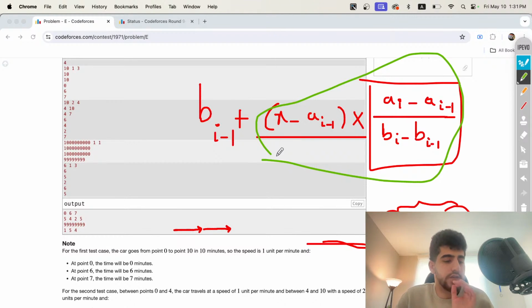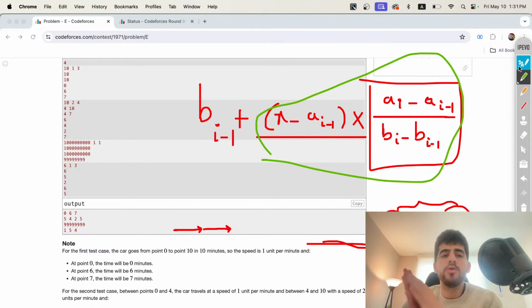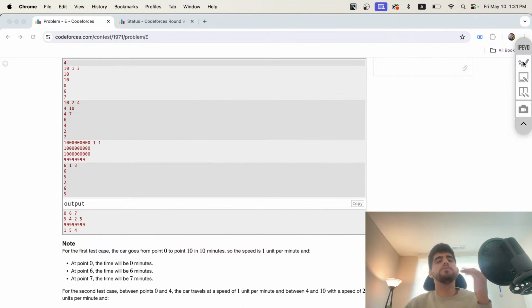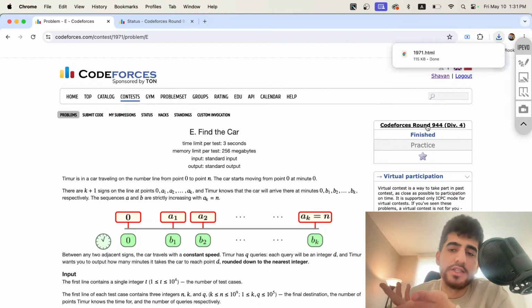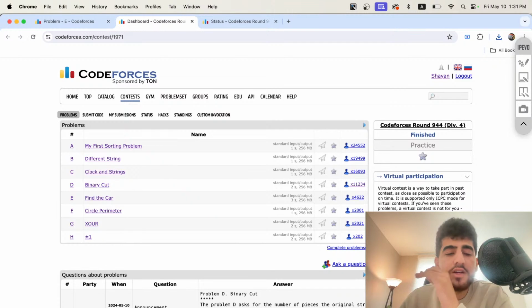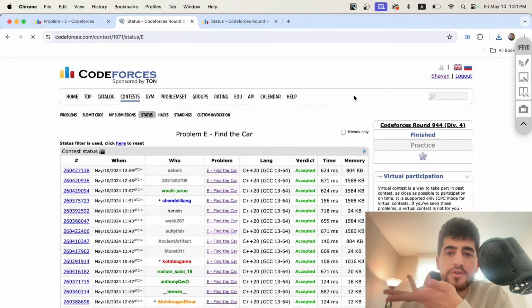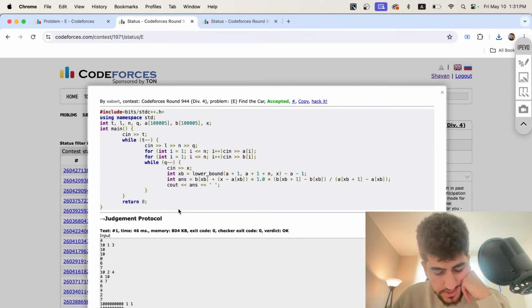So that's all. This is how you can find the exact answer, and then the only thing you need to do is round this value down, which is very easy. You just need to find the greatest integer less than or equal to this. Let me, for example, bring a code for this one as well to see how it is implemented.